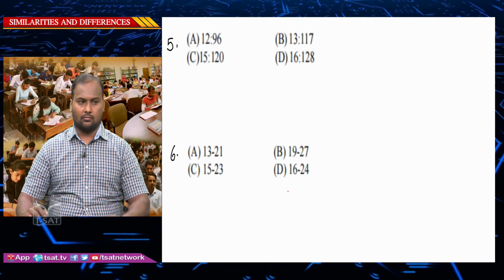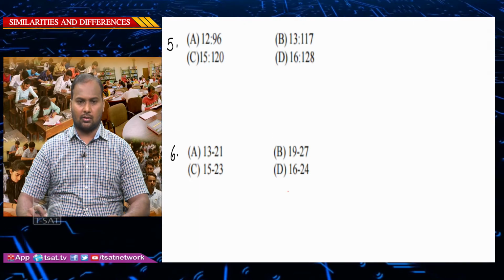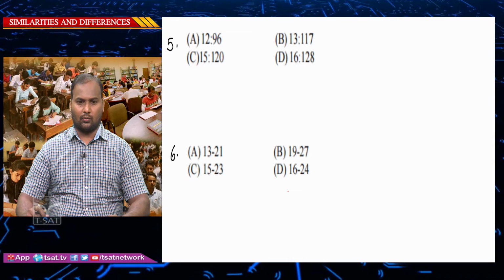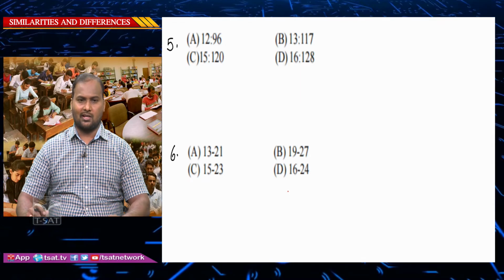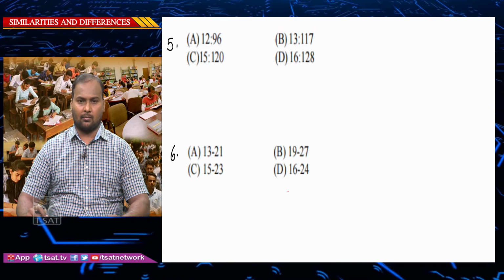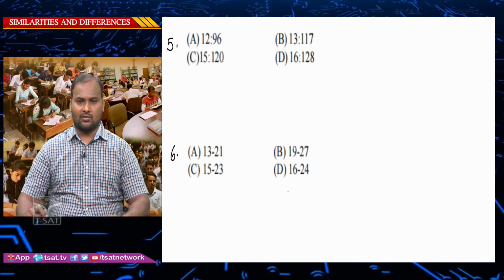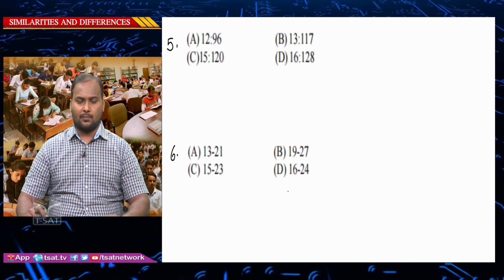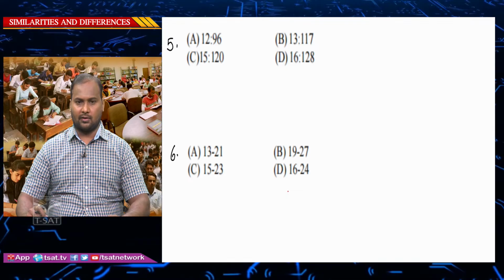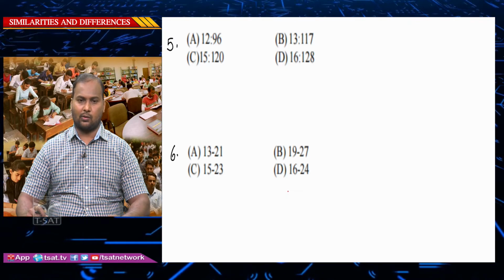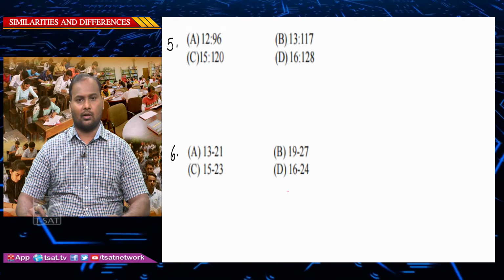If you see this question: 12 96, 13 117, 15 120, 16 128. Same here, 12 is a small number, 96 is a big number. 13 is a small number, 117 is a big number in option B. In option C, 15 is a small number, 120 is a big number. In option D, 16 is a small number, 120 is a big number. So the same logic one needs to apply.